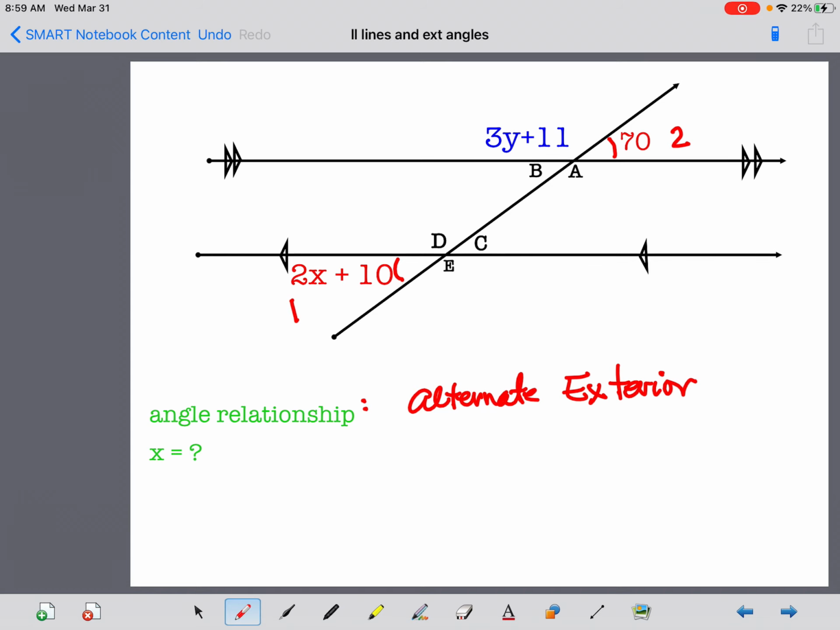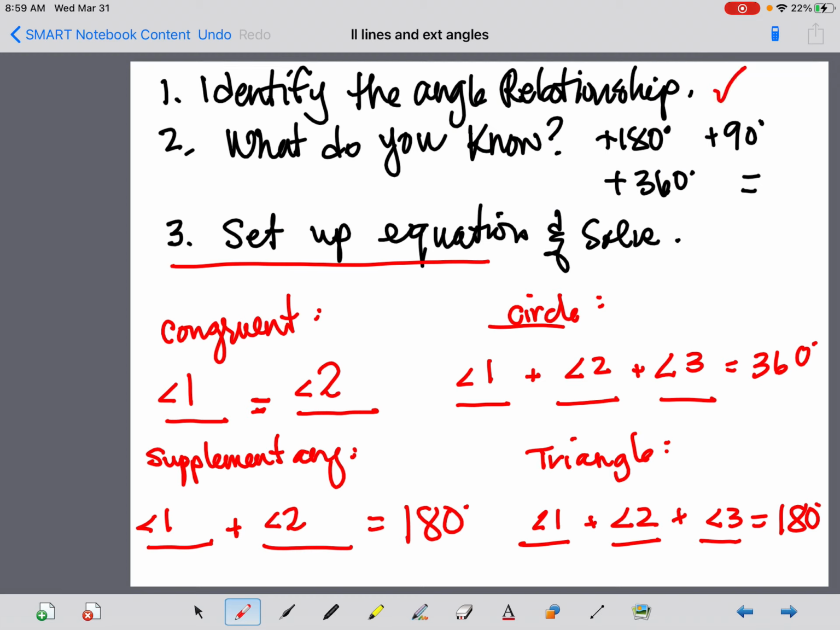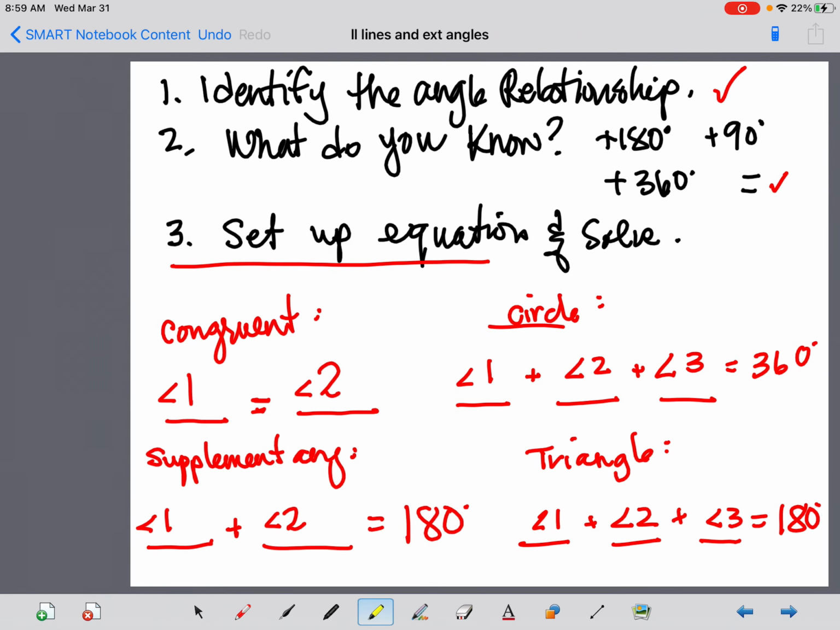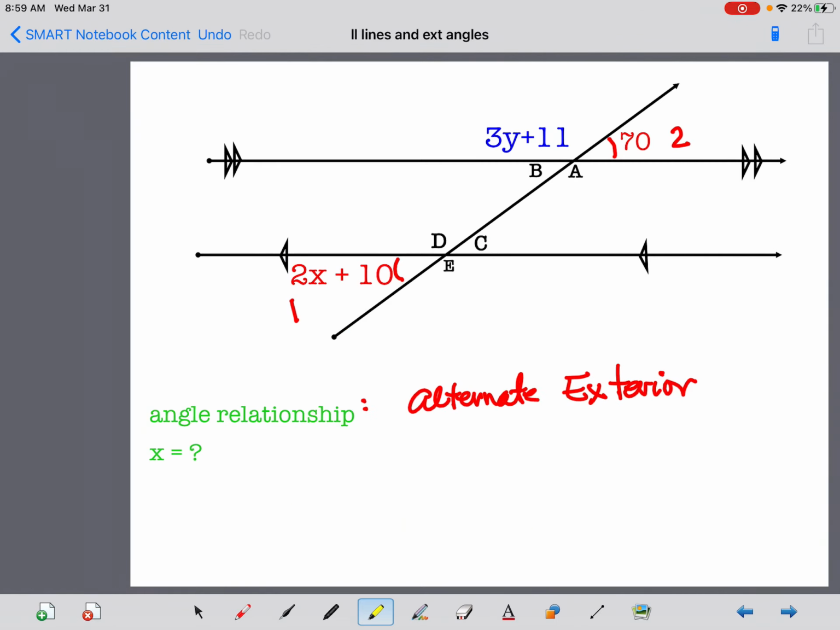And what we know about those, now remember, I'm just going to click back here for a minute. So we identified the angle relationship. Now we have to ask ourselves, what do we know about this angle relationship? Alternate exterior angles are equal to each other. And so we can say these angles are equal to each other, they're congruent. If these are equal, then I want angle 1 to equal angle 2. And so I'm going to use this setup in order to set up an equation that I'm going to solve for the missing part.